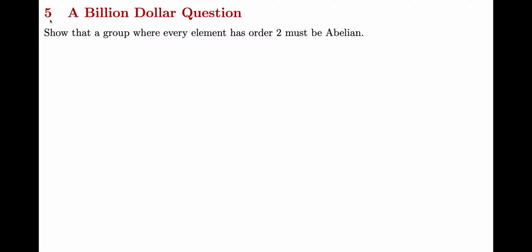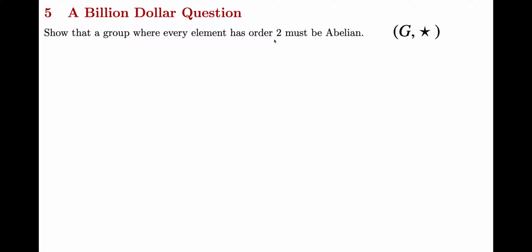Okay, number 5, a billion-dollar question. Show that a group where every element has order 2 must be abelian. So let's break this question down and give ourselves some notation first. Let's call our group G under the operation star, and we know that every element in this group has order 2.